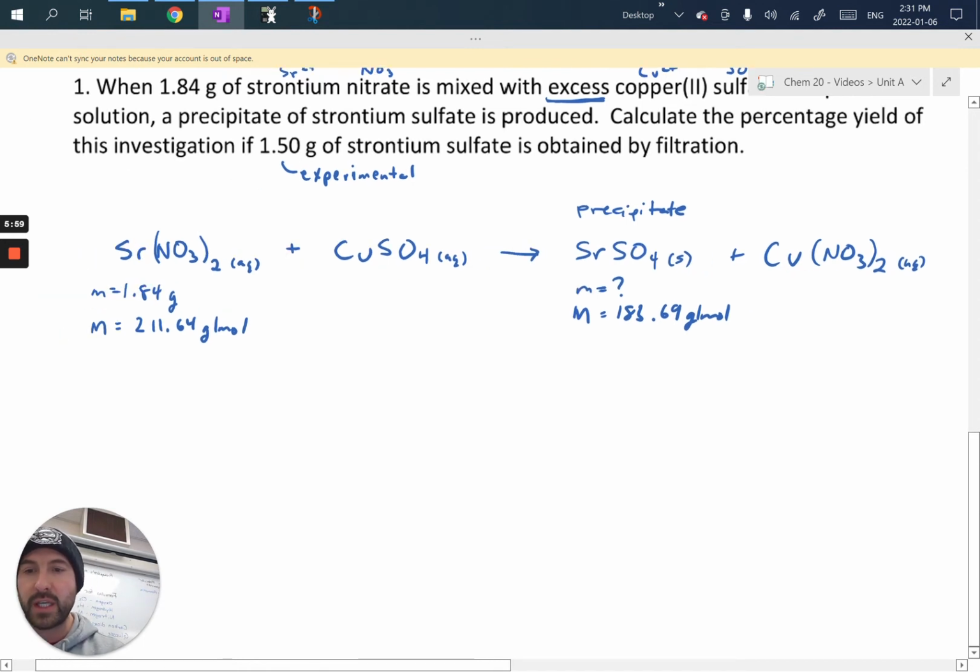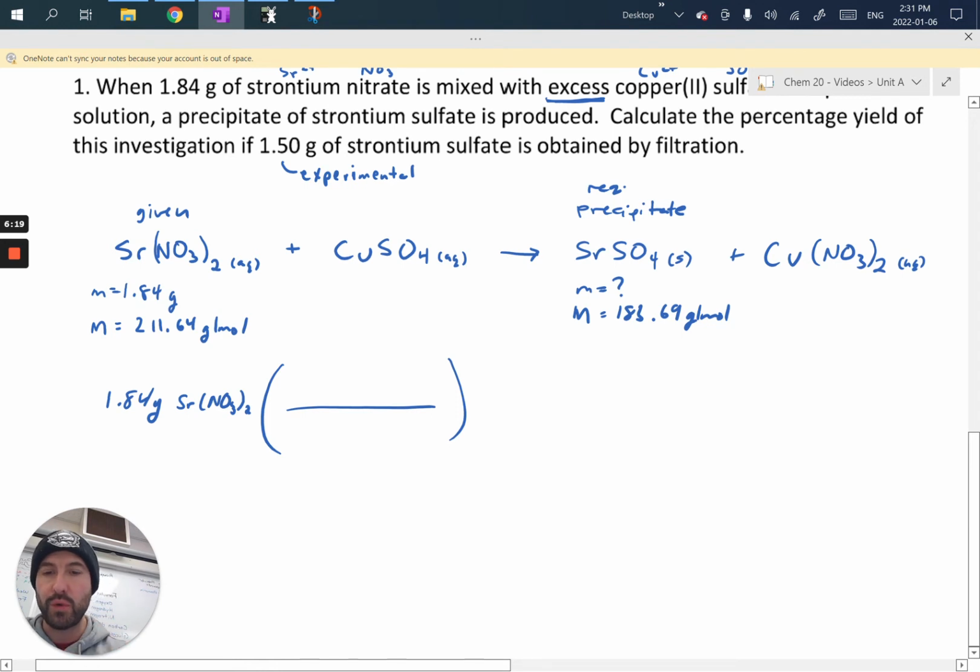So let's start with our given, right? This is our given. Our precipitate is our required. And so I'm going to start with my 1.84 grams of SrNO3. I'm going to convert that to moles. I always want to convert my given to moles, and so I want moles, and I have grams. That's my molar mass. This conversion factor is my 211.64 grams per 1 mole.